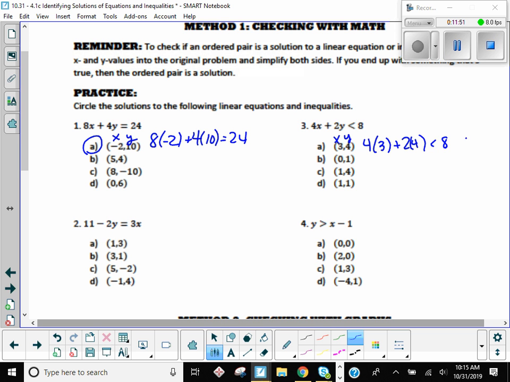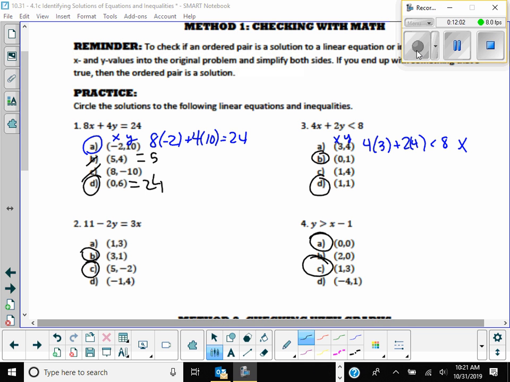No. So that does not check out. So you would not circle A. All right? So take a moment, do 1 through 4, and then we'll have some of y'all come up and show us what your answers were. You mean it should be A, D, and C?